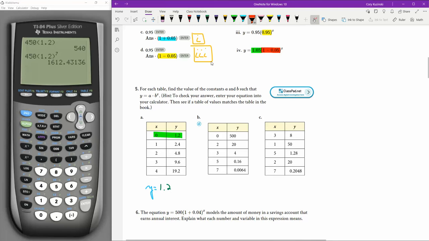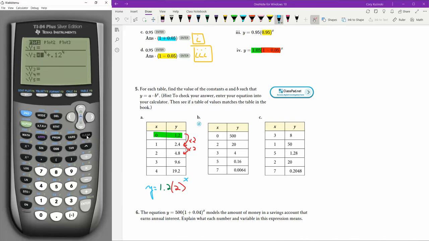And then we need to figure out the multiplier here. So you can see this is doubling every time that x goes up by 1. So that'll be 2 to the power of x. Let's check and see if that works.